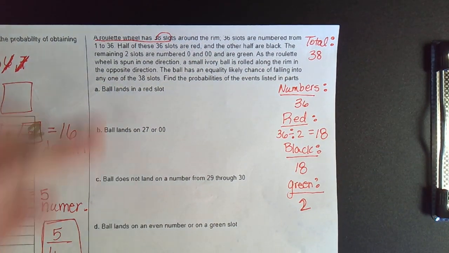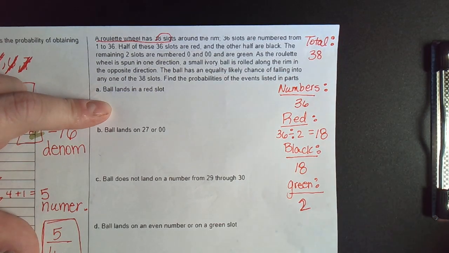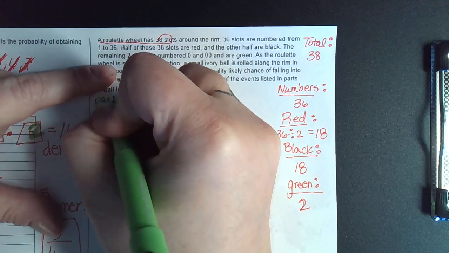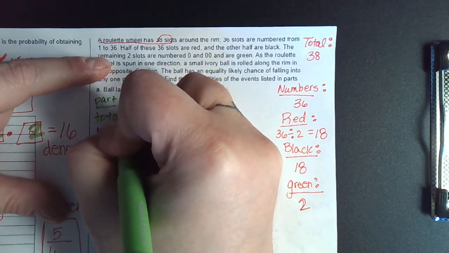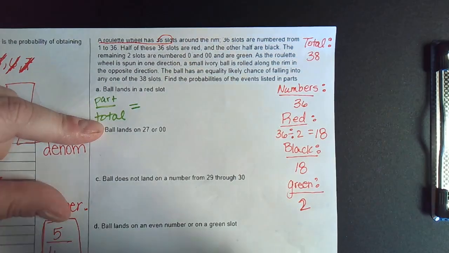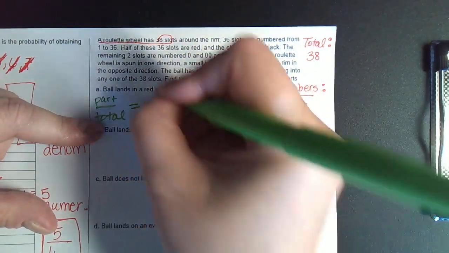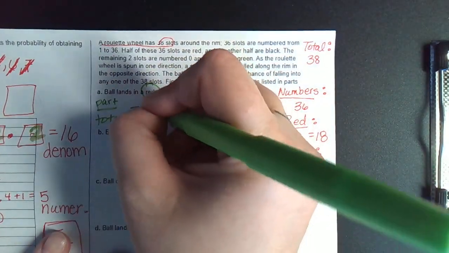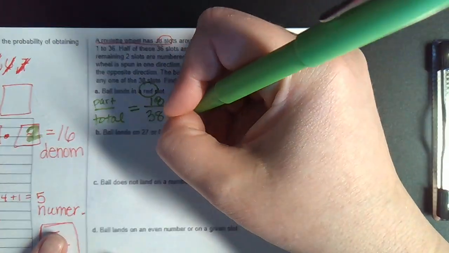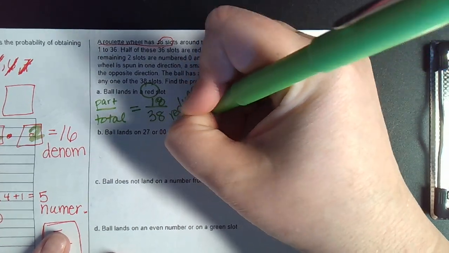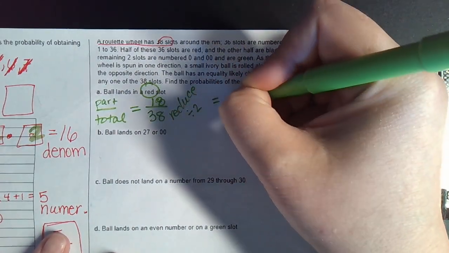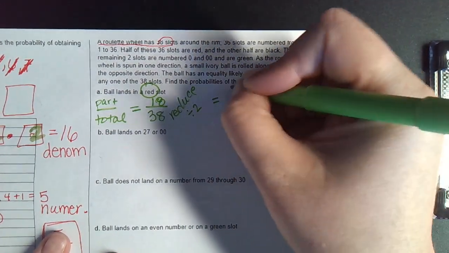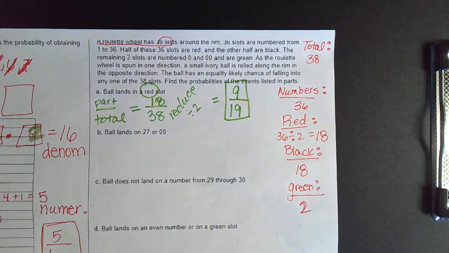Okay, let's figure this out. It says find the probability of a ball landing in a red spot. So you do the part over the total. As in, the total number of slots are 38. How many of those are red? 18. 18 over 38. And then we can probably reduce by dividing by 2. And you get 9 over 19. And then you cannot reduce again. Okay, let's go to the next one.